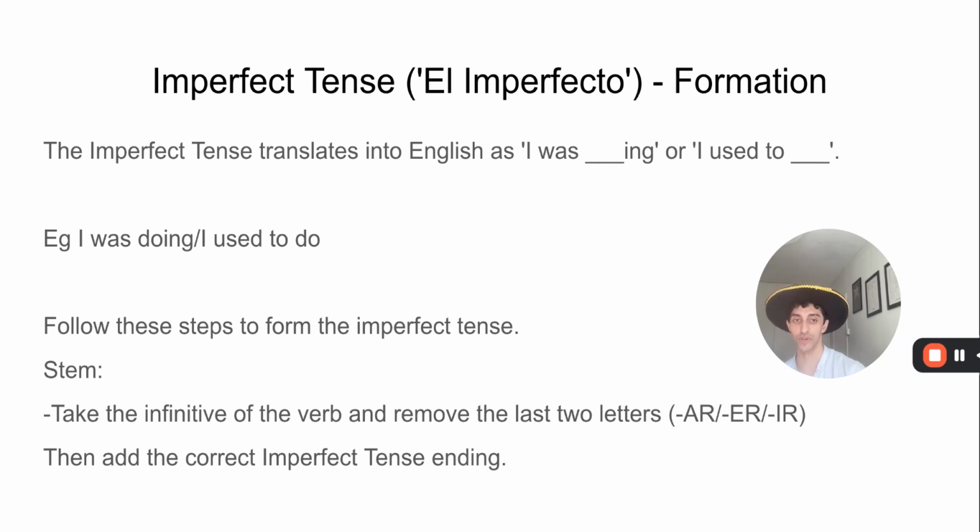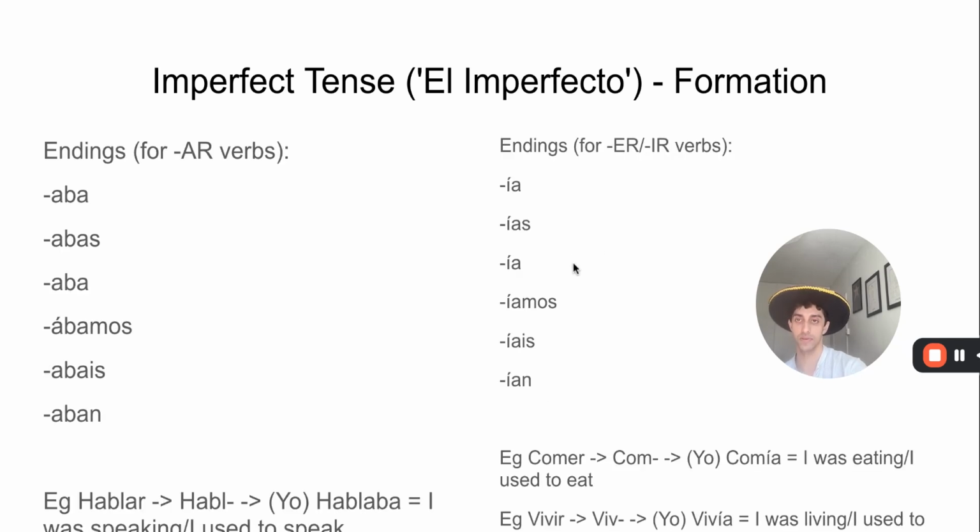So if it's an AR verb, you remove the AR. For ER verbs, you remove the ER. And for IR verbs, you get rid of the IR. And then you're going to add the correct imperfect tense ending. And I will show you these on the next slide. These are the endings. So there's two sets of endings, as you can see, for the imperfect tense verbs.